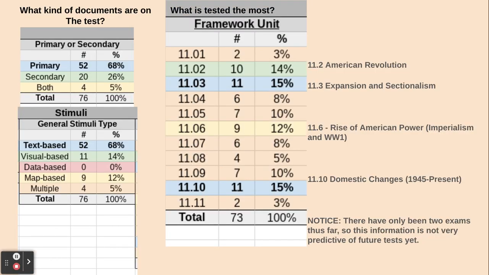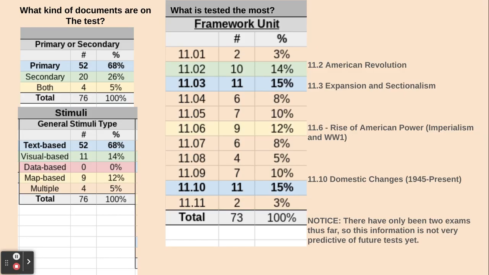What is on the test, or what's tested the most? Well, this is the data we have so far. There's only been 2 official Regents exams as of January 2024. So you'll notice that some units, like the colonial era Unit 1, are not tested very heavily. So far, that's also true for Unit 8. But it's important to notice that with only 2 tests, this data is not really very reliable yet. It's not very predictive of what future tests will be like.